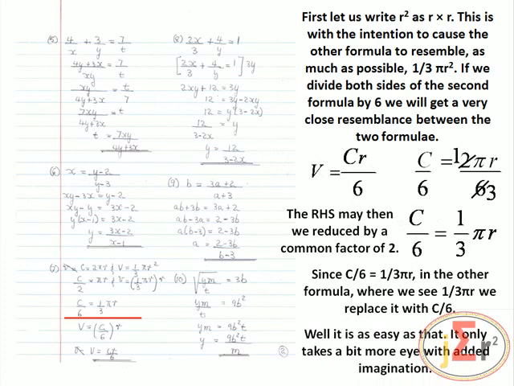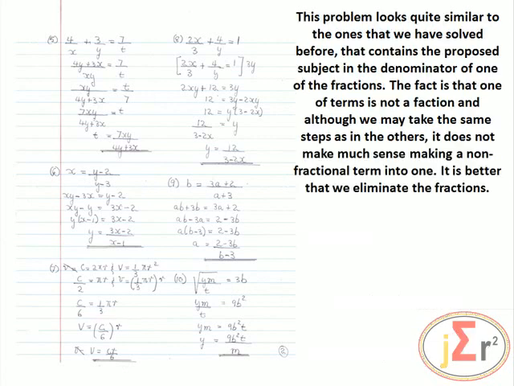Well, it is as easy as that. It only takes a bit more eye with added imagination. So take a second look at it. Open your mind and open your eyes. This problem looks quite similar to the ones that we have solved before. That contains the proposed subject in the denominator of one of the fractions. Like what we have right here. The proposed subject is y in the denominator of the fraction.